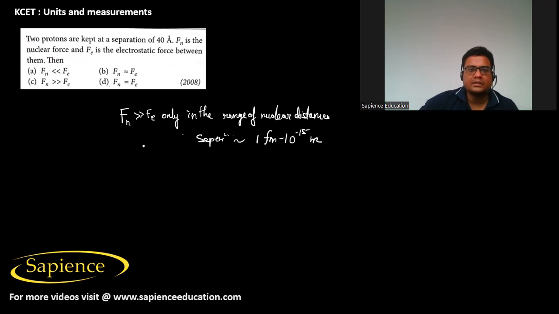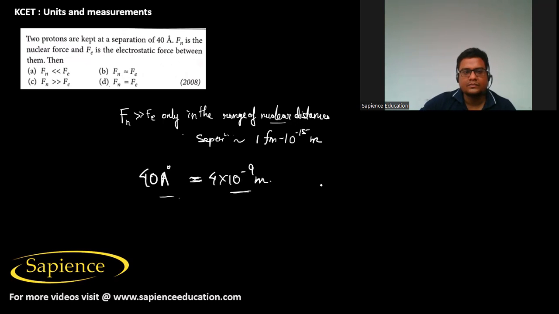meter, but here the separation is 40 angstrom, which is of the order of 4 into 10 power minus 9 meter. So this separation is much greater than the nuclear range. Therefore here the nuclear force will not act, it will be negligible. So in this case the electrostatic force will be much higher than the nuclear force. So option A is the correct answer.